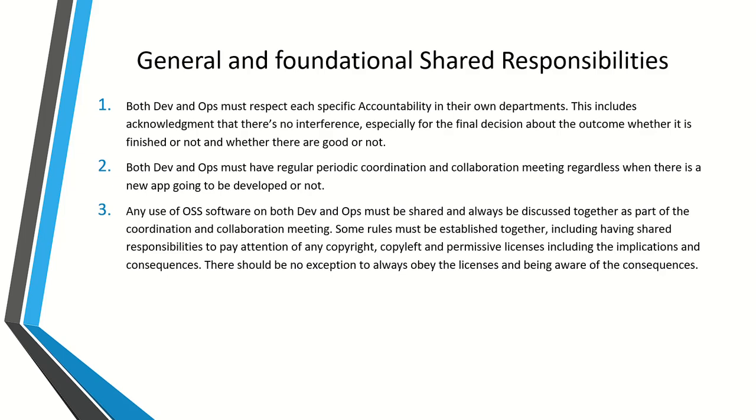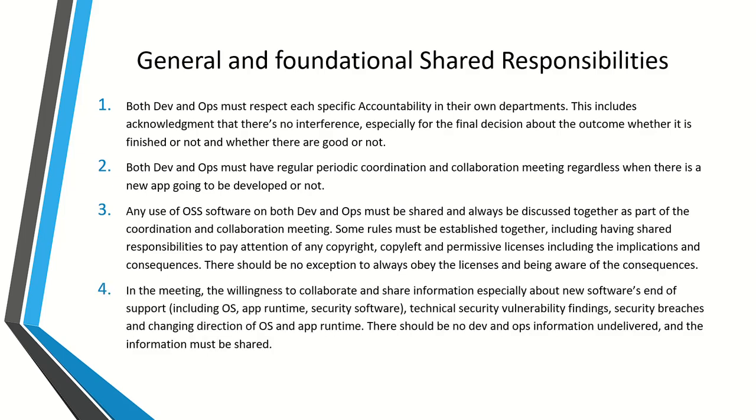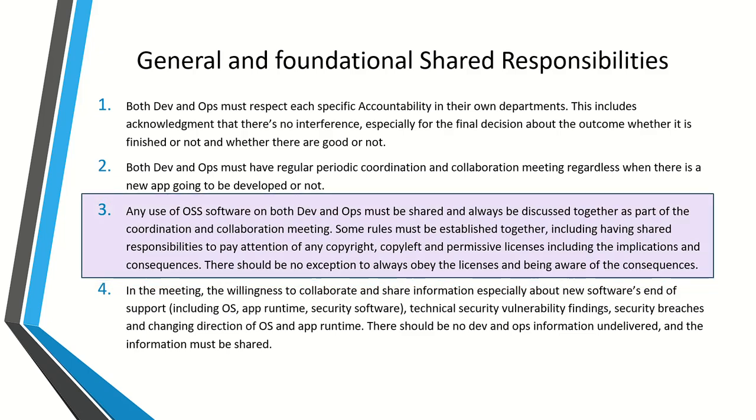Some rules must be established together, including having a shared responsibility to pay attention to any copyright, copyleft, and permissive licenses, including the implications and consequences. There should be no exception to always obey the licenses and be aware of the consequences. And the last point is willingness to collaborate, which is an extension of the second point. We are going to focus on the third point here: any use of OSS software and the licenses.